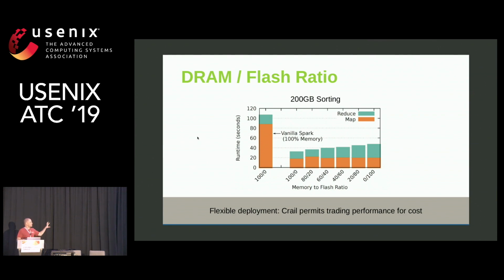So there are two things that this figure is showing. First of all, we are substantially faster, independent of whether we're using DRAM or flash. And the second is we can easily adjust the ratio between flash and DRAM, and thereby trade off performance for cost. By using all flash instead of DRAM, we're paying about a 48% penalty, but we can reduce the cost substantially.